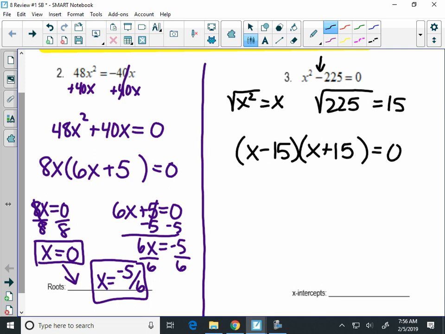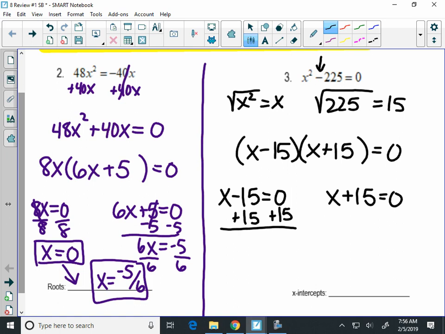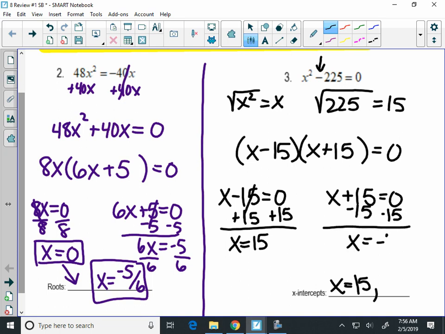To solve, I now just take both of those factors and set them equal to 0. Now I'm going to solve this quadratic, the one on the left, I solve by adding 15. And I get one solution is that x equals 15. That's one solution or x-intercept. And then over here, I subtract 15 and get that the other solution is negative 15. All right, so that's a review of factor to solve.